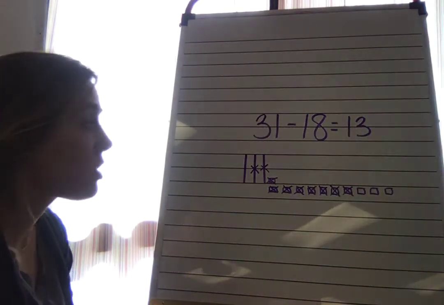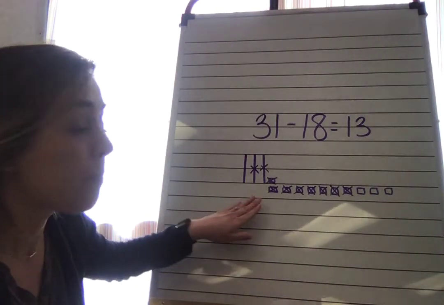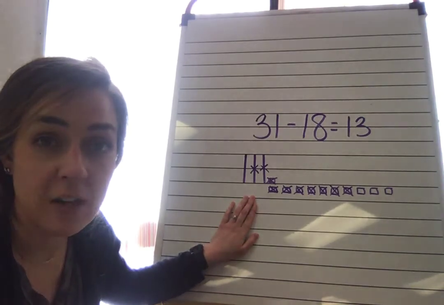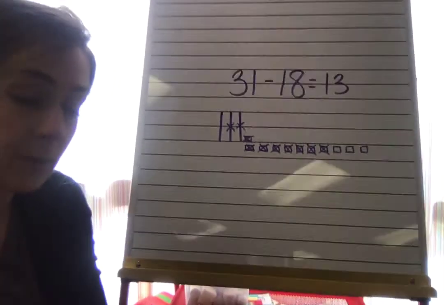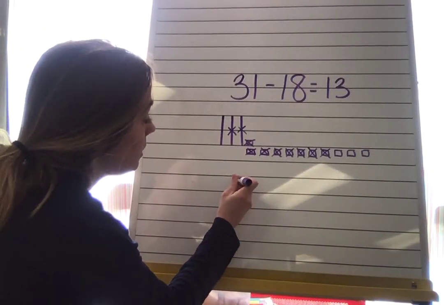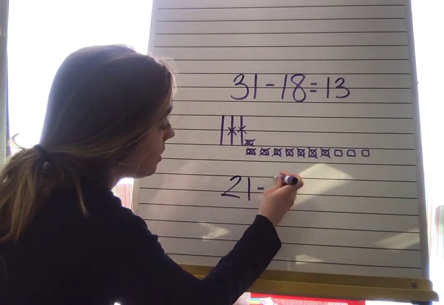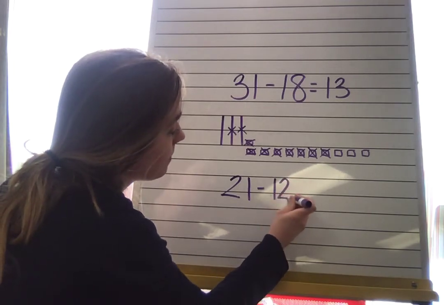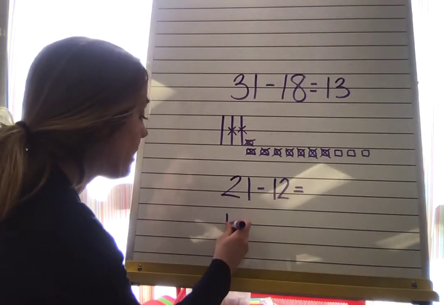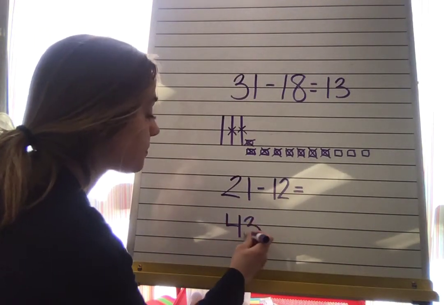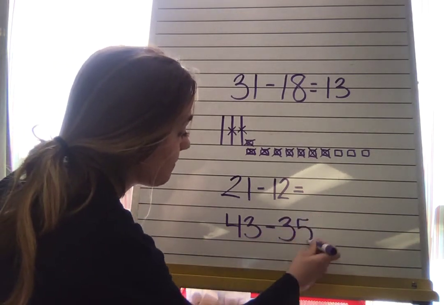All right, so on your paper, I want you to practice 2 by yourself of borrowing a group of 10 when you don't have enough 1s to take away. All right, so the two that you're going to do on your paper, I'd write them down, is I want to know what 21 minus 12 is. And I also want to know what 43 minus 35 is.